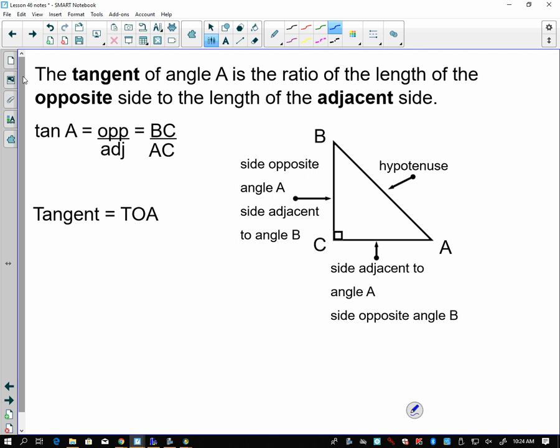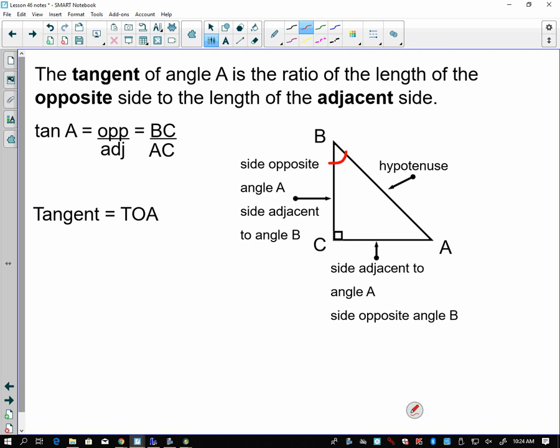So, from angle A, what side is opposite to angle A? BC. And what side is adjacent to angle A? AC. Well, what if we went to the tangent of angle B? What is opposite of angle B? And what is adjacent to angle B? All right, so I would get AC over BC. Okay, does that make sense?